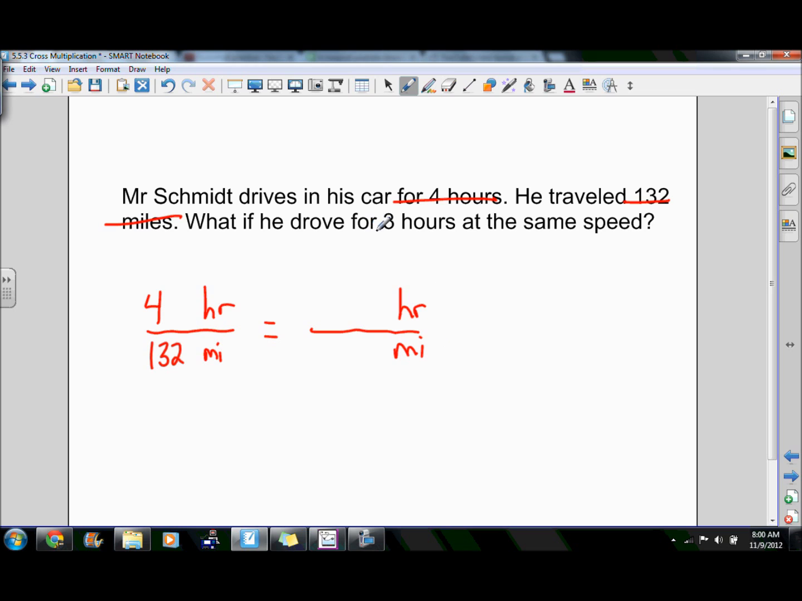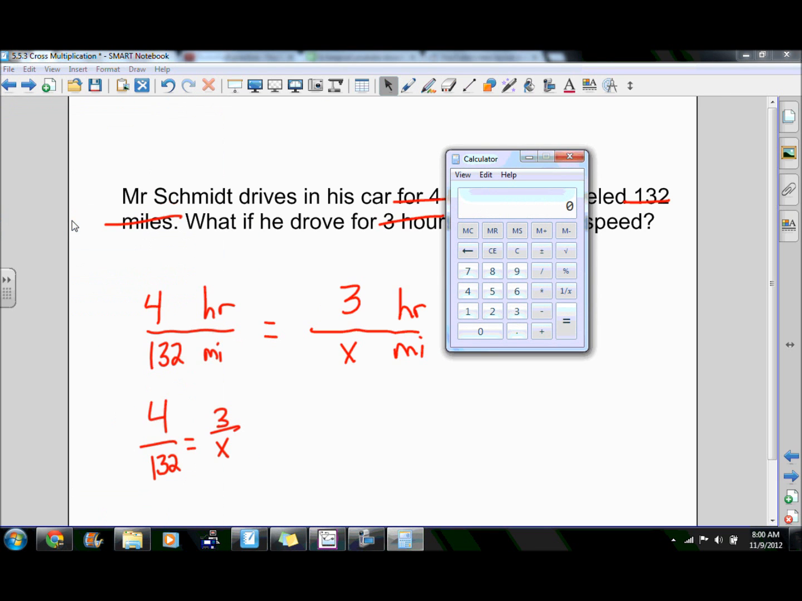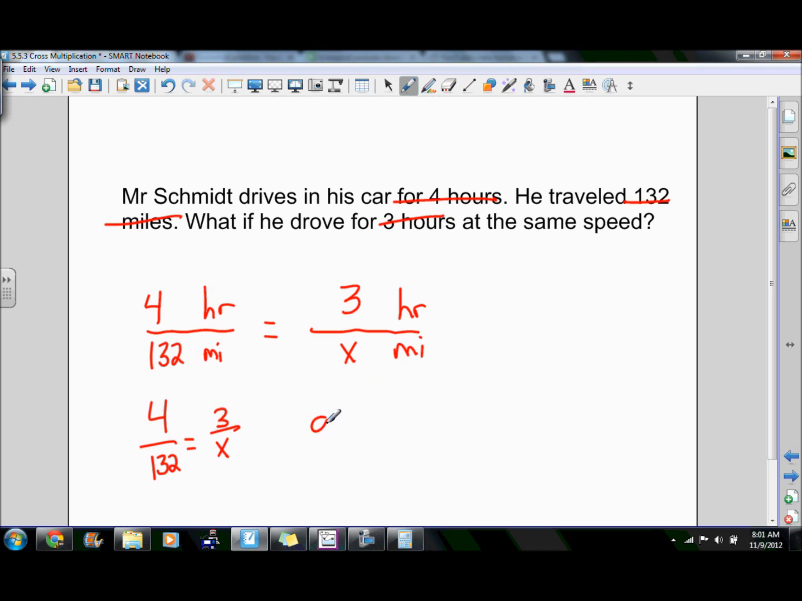So what if he drove for 3 hours? That goes here at the same speed. That's a question mark or an X. And all of a sudden, we now have our problem. 4 over 132 is equal to 3 over X. I want you to try to solve that one on your own. Okay, we should have gotten 99. So it should have been 99 miles. Make sure you give an answer and a label.